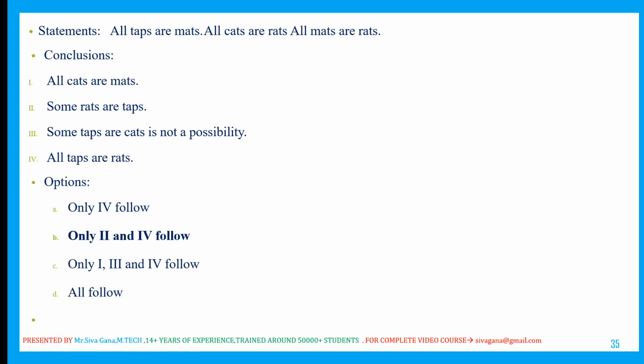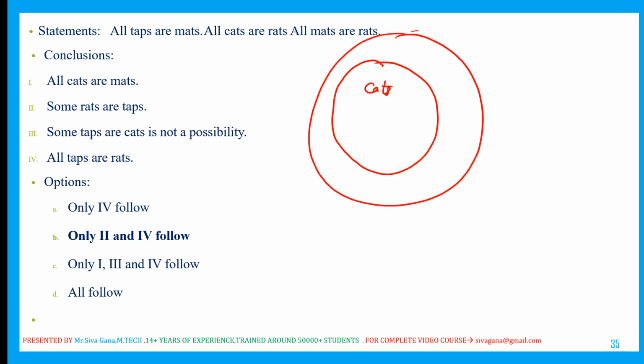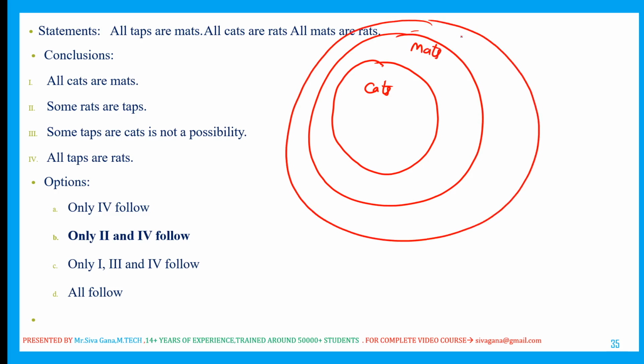So, this is about what? Syllogisms, logical deductions. First, draw the Venn diagram. All cats are mats. This is cats. All cats are what? Mats. Okay. Next, all mats are rats. Third statement, all mats are rats.